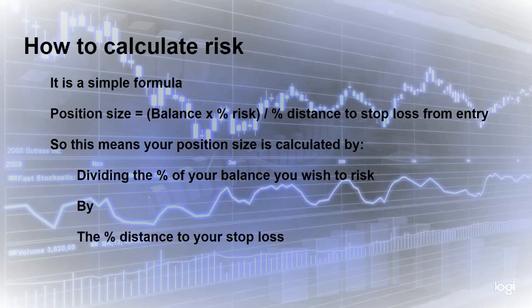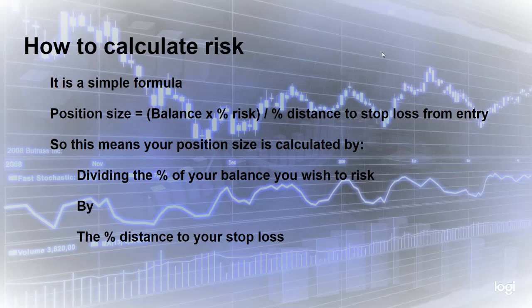Right, so how do we actually calculate risk? It's a pretty simple formula. It's basically the position size that you want to be taking, so the risk. You calculate it as the balance of your account times how much of that account you want to risk as a percentage per trade, and then you divide that by the percentage distance to the stop loss from the entry. So this means your position size is calculated by dividing the percentage of your balance you wish to risk by the percentage distance to your stop loss.